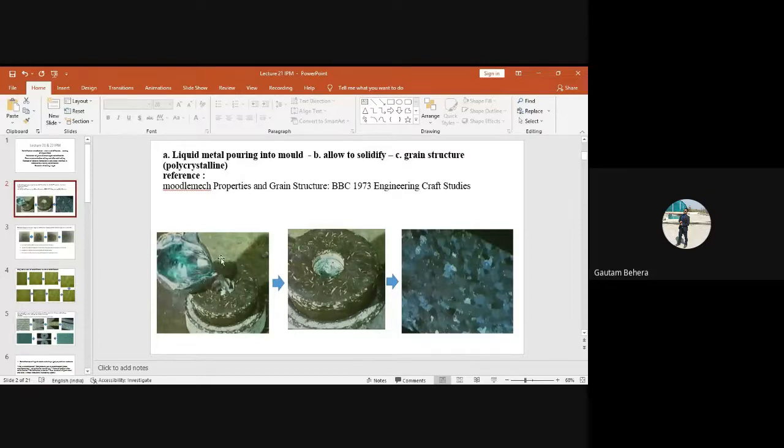You can see this is a liquid metal in this image, and this is a mold, and the liquid metal is poured into the mold. You can see this is the diagram of a mold, and now solidification has happened. This is solid. And finally, if you want to look into the microstructure of this particular solid product, it will be like this. Can anybody tell me what we can see in this solid product? What is visible?